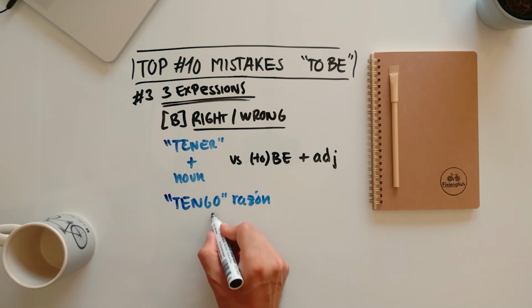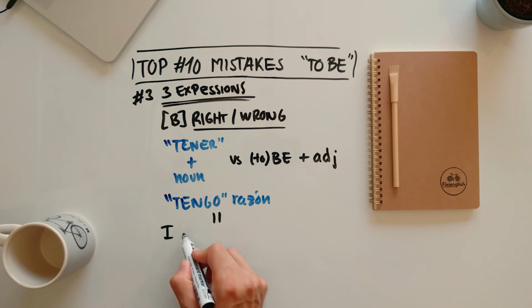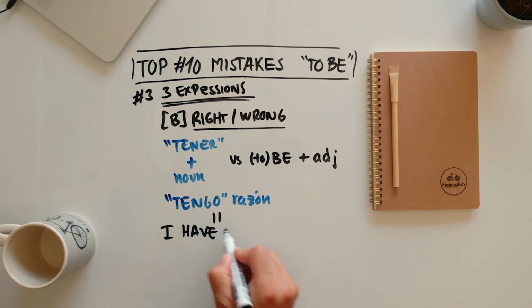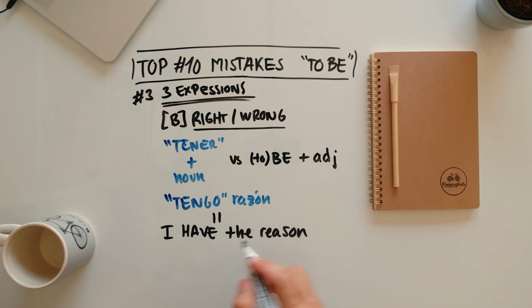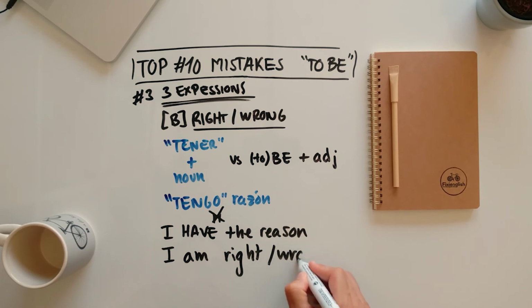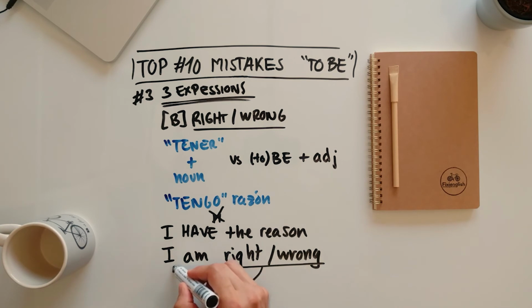Taking the sentence tengo razón, they would normally express it the following way: I have the reason, which is a literal translation but has nothing to do with how we would express it in English. We would have to use the verb to be and say I am right or I am wrong. Yet again, using an adjective that describes the subject and the verb to be to link both parts.